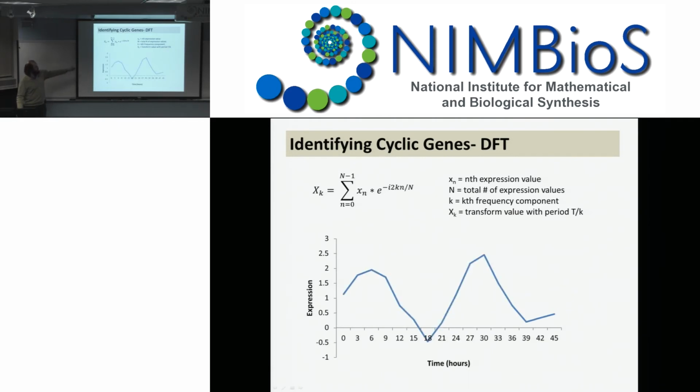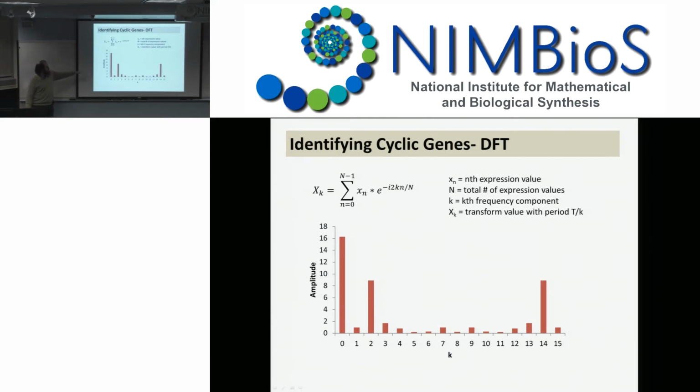Graphically, what we're doing is we're taking this expression vector and converting it to this. So here we have the amplitude over the different possible periods in our expression vector. So 0 is our baseline, 1 is once per period, basically once per vector, 2 is twice per vector, and so on and so forth. And you can see that it's symmetric around 8, and that's because basically the periods beyond 8 are harmonic with the ones before. So 2 and 14 match up, 3 and 13 match up, so on and so forth.